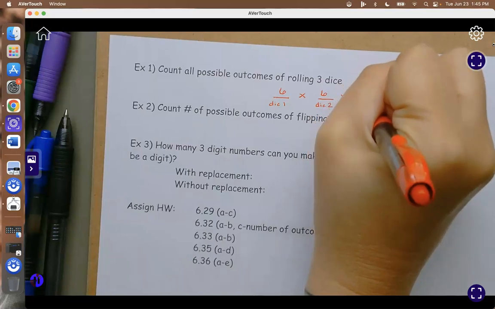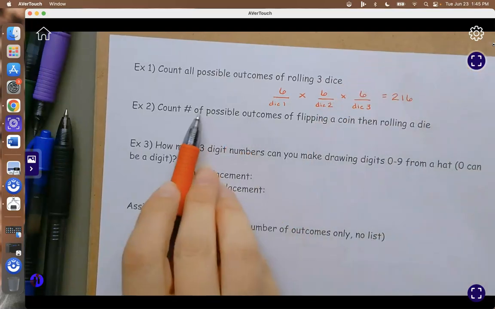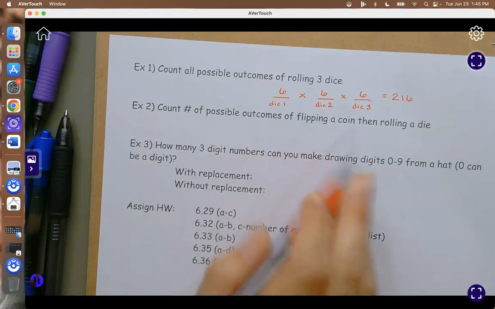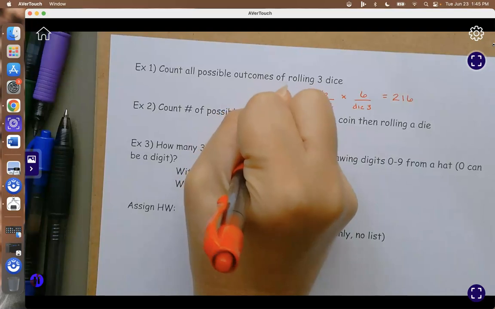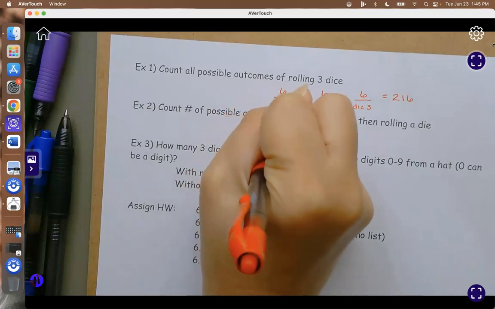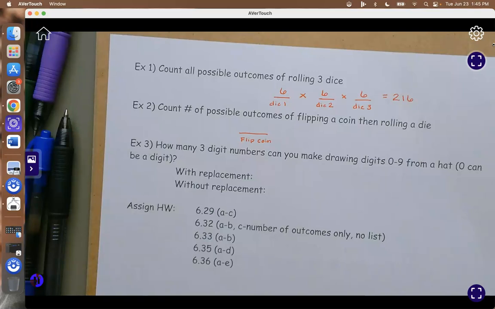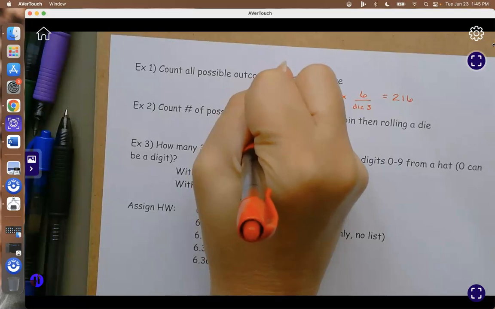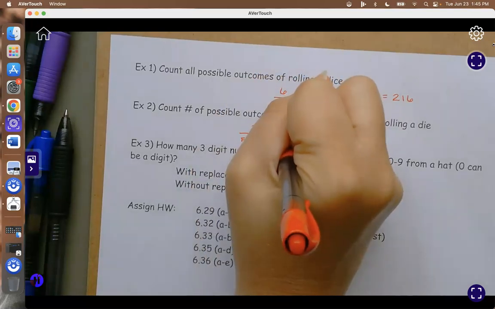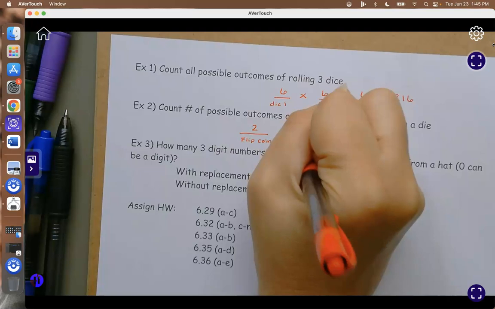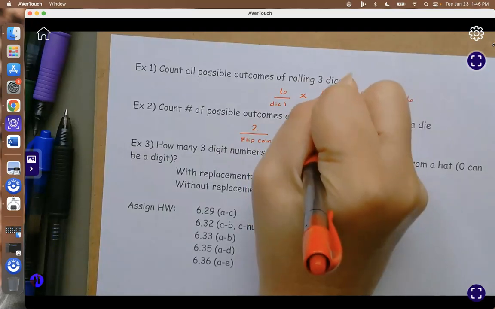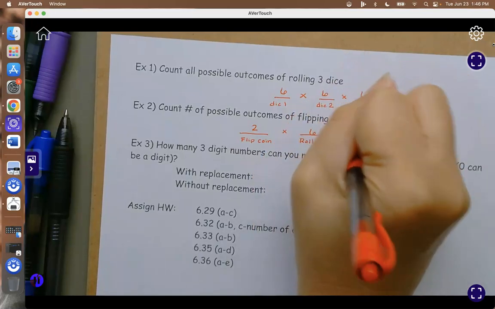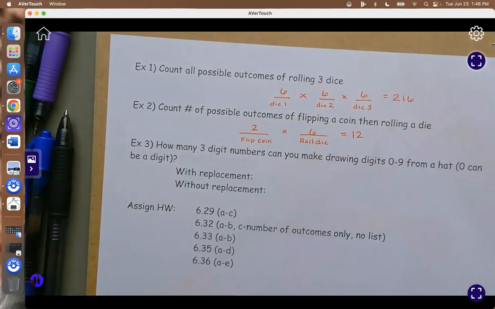Now, count the possible outcomes of flipping a coin. This one's going to be flip coin. How many outcomes can you have from flipping a coin? Heads or tails? All right, so that's 2. Then you roll a die. So you have 6 possible outcomes. So 2 times 6 is 12.